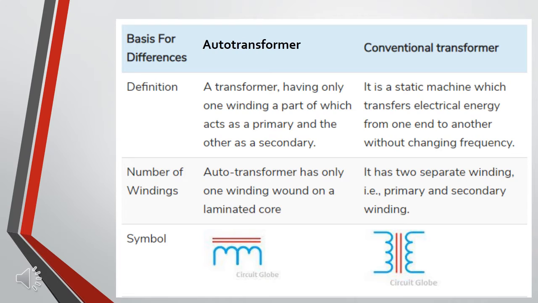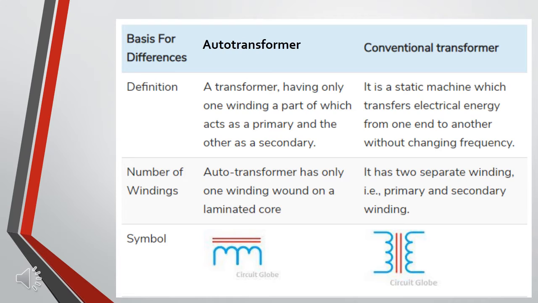Sa transformer naman, this is a static machine na kung saan nga nagtatransfer siya ng electrical energy from one end to another without changing frequency. Hindi na kailangang i-elaborate. Number of windings, hindi na rin kailangang i-elaborate. Ang autotransformer has only one winding and the conventional transformer has two separate windings.